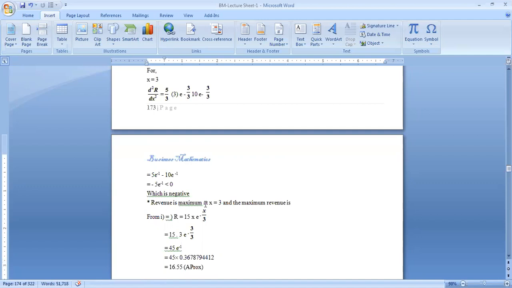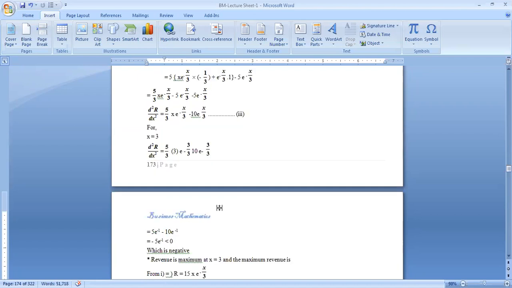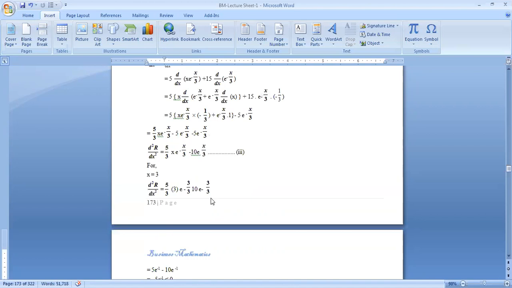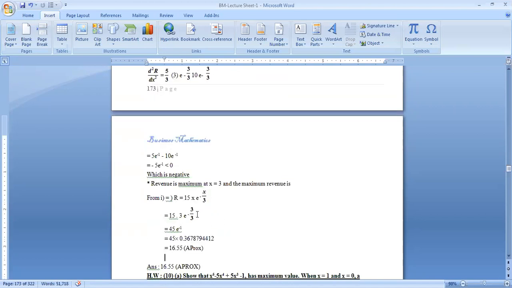That means revenue is maximum at x equals to 3, and the maximum value of revenue is from equation 1, r equals to 15x into e to the power minus x by 3. This is equation number 1, right? Now putting x equals to 3 here, 3 into e to the power minus 3 by 3, minus 3 by 3 what, 1. That means e to the power minus 1.